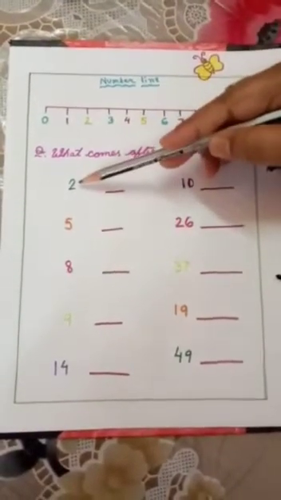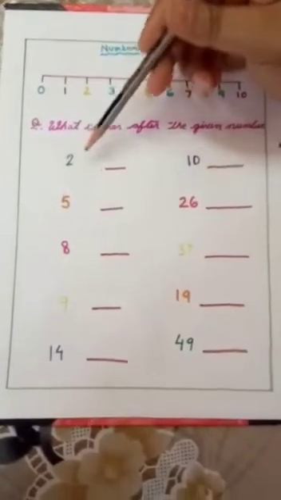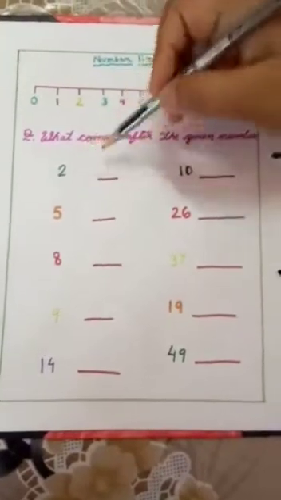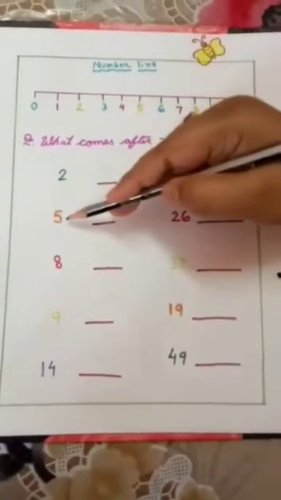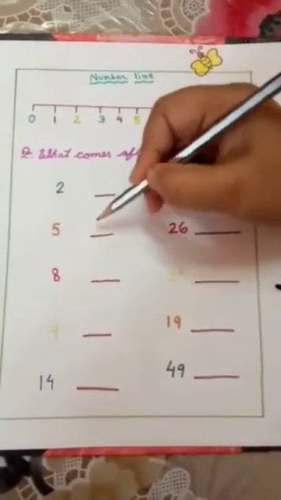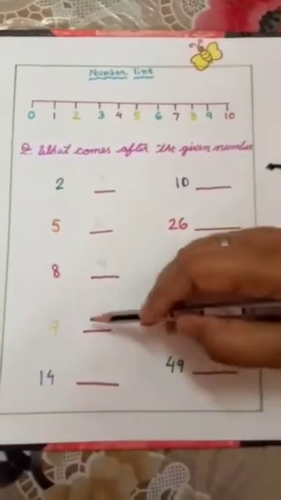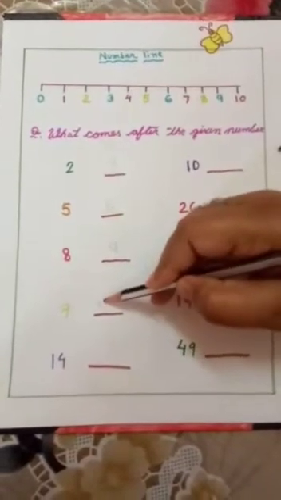So first I have written 2. And after 2 which number comes? 3. So we have to write here 3. Next one 5. After 5, 6. Next 8. After 8 comes 9. And after 9 it comes 10.